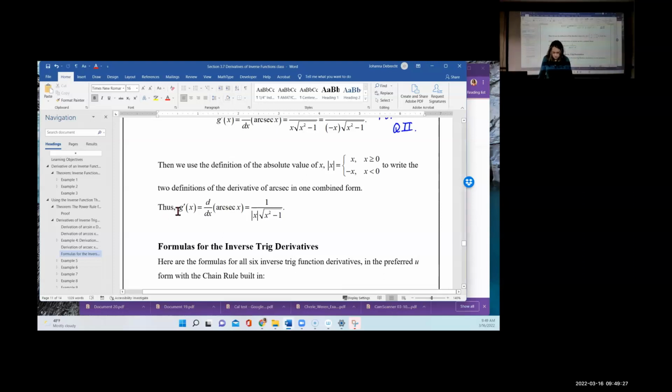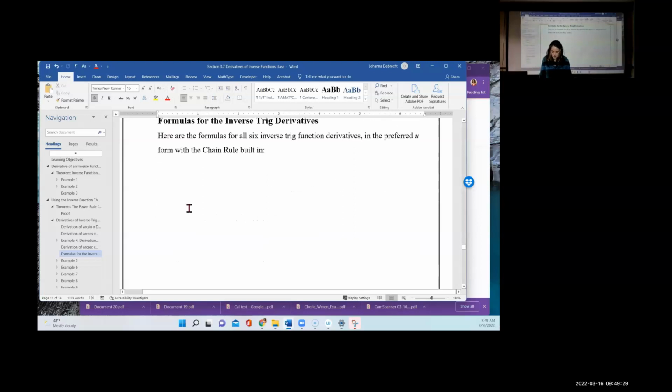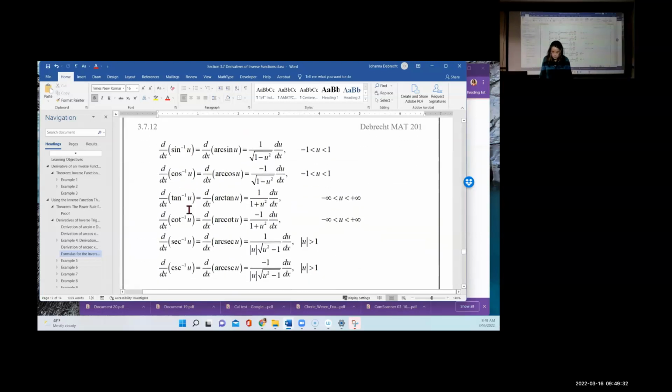So let's take a look at the formulas for the inverse trig derivatives. This is the preferred U form with the chain rule built into it. So the du dx represents the derivative of the inside function. So du dx is the derivative of whatever the inside function is. So the derivative of arcsine is 1 over radical 1 minus u squared du dx. Now it does carry restrictions because of the radical. We don't want a negative under the radical. So u has to be between -1 and 1.